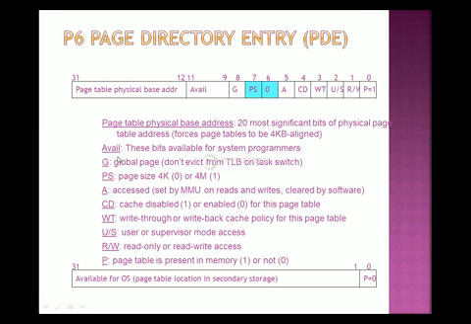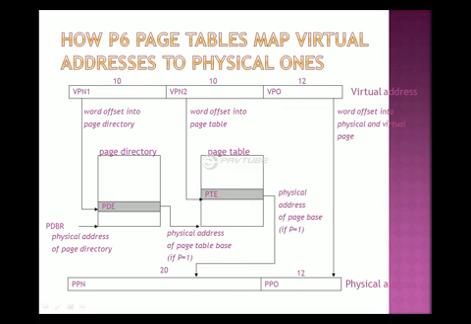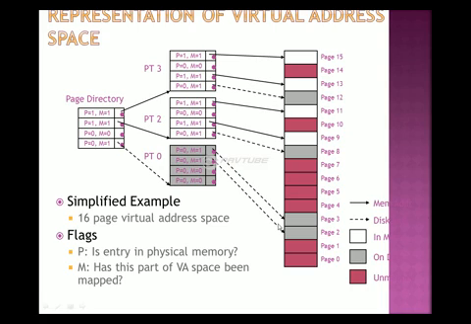One is avail, the bits that are available, global page, page size, accessed. This is the criteria by which address translation is done with the help of the page tables. One shows the TLB, one shows the cache memory. This is the representation of the virtual address space.